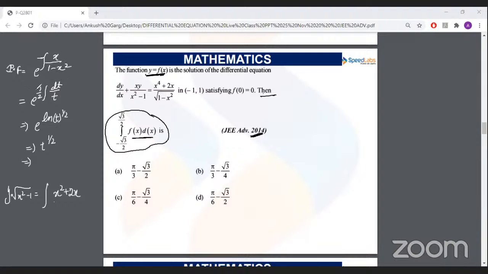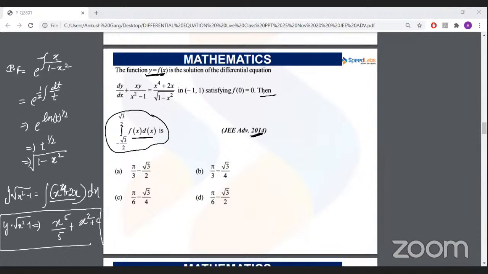If you put 1 minus x square as t, this will be ln t, again ln t to the power 1 by 2, and now t is nothing but under root of 1 minus x square. So that term will be gone. So this will be simply x to the power 4 plus 2x dx. If you integrate it, that will be x to the power 5 by 5 plus 2x square by 2, that will be simply x square. So this is your final solution plus a constant of integration.